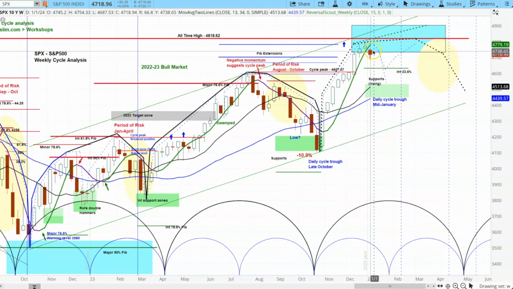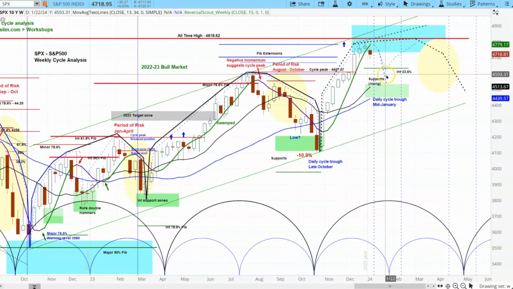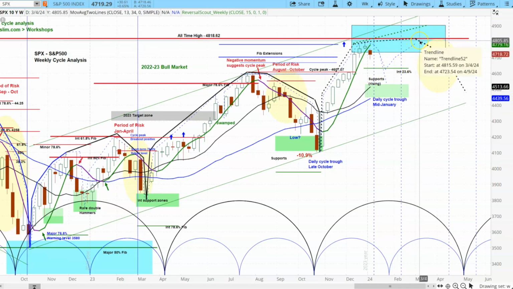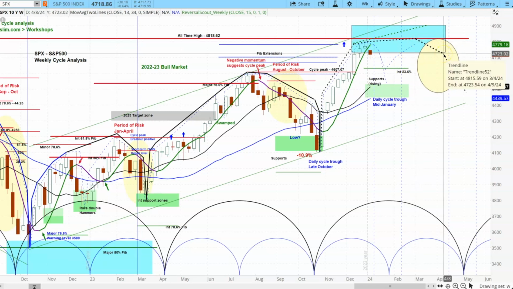I'm coming back to the weekly, which then would bring you down after this rally into this bigger period of risk. So this is a rally here in February, maybe out into late February, early March, and then we get into that bigger period of risk over there, looking at the weekly chart.